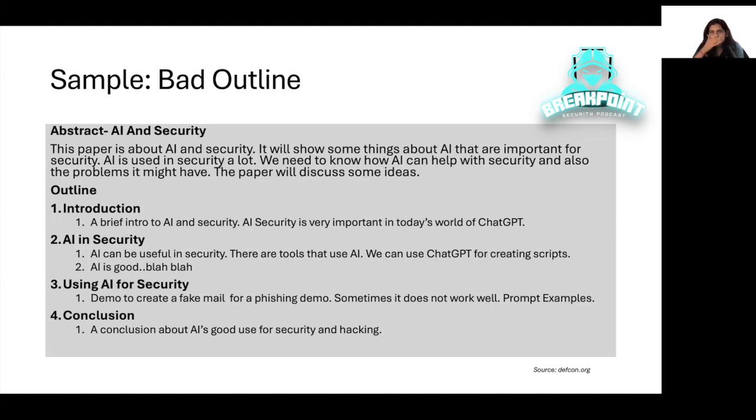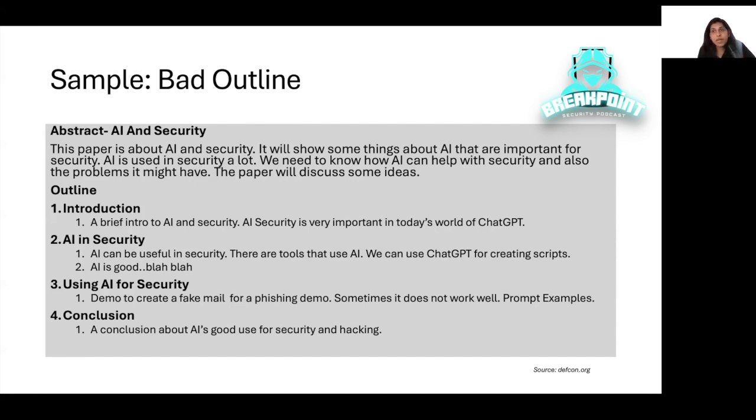This is one I've just taken as a sample from DEFCON's website. They have this sample called out. You will see AI today is very relevant as a subject. So that itself, in the newness of it, carries weight. However, in the paper itself, I'll just read out for anyone who's listening. The paper is about AI and security. It will show some things about AI that are important for security. AI is used in security a lot.